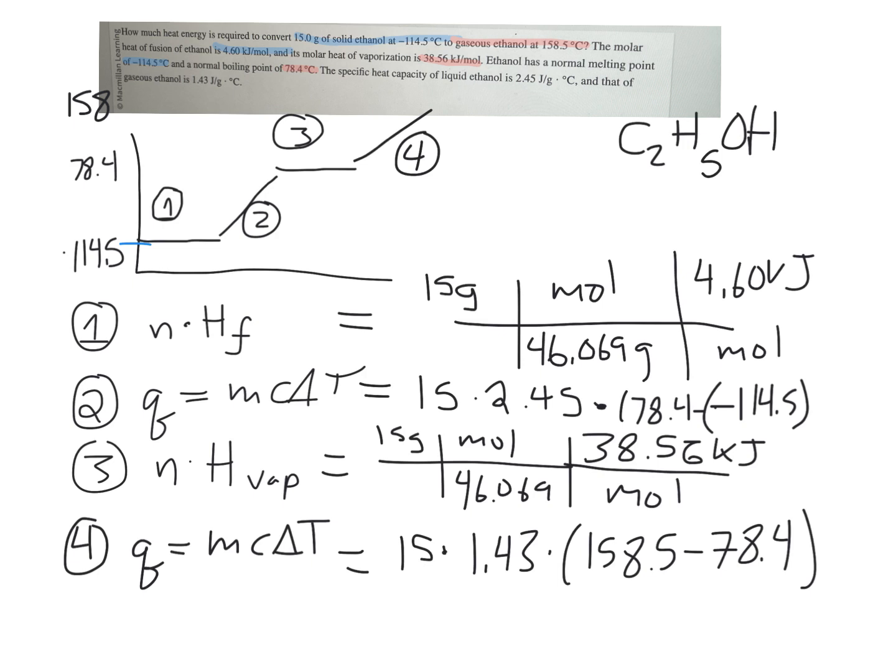Anytime you're setting up these kinds of problems, like the water problem on the homework, we went back a little further. We had to look at getting up to that melting point, but that's not always the case. We need to look at what the boiling and melting point of our substance is. And then all you need to do is pick whether you want kilojoules or joules, convert all of your answers to the same unit, and then just add them together. That tells you how much energy it costs to bring 15 grams of solid ethanol at negative 114.5 degrees Celsius to a gas of ethanol at 158.5 degrees Celsius.